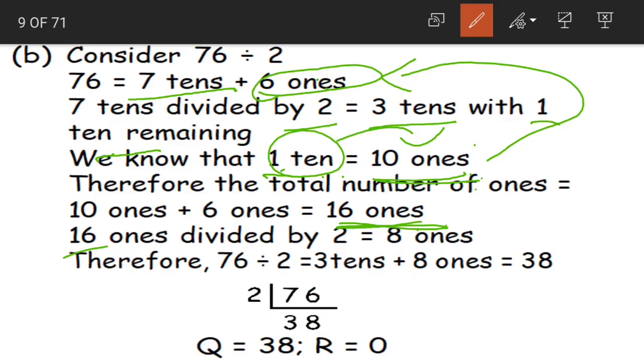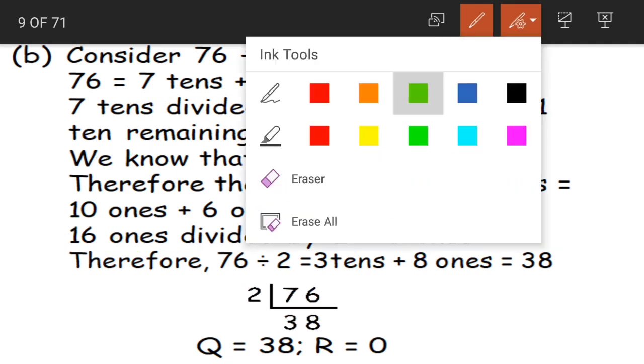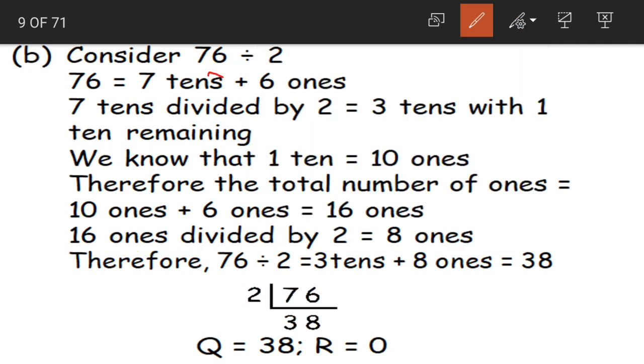Now what should we do? Divide the 16 ones by 2. 16 divided by 2 is 8 and then ones. So 16 ones divided by 2 is 8 ones. Therefore, finally 76 by 2 is equal to what? 3 tens and 8 ones. That is nothing but 38.